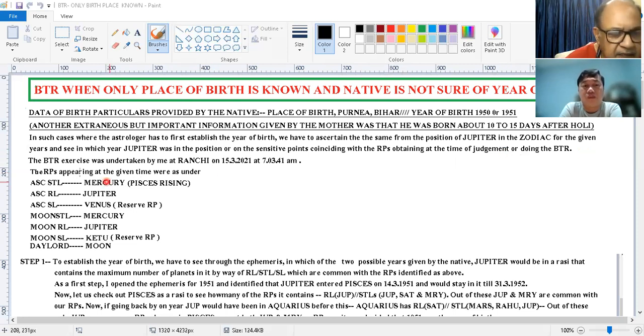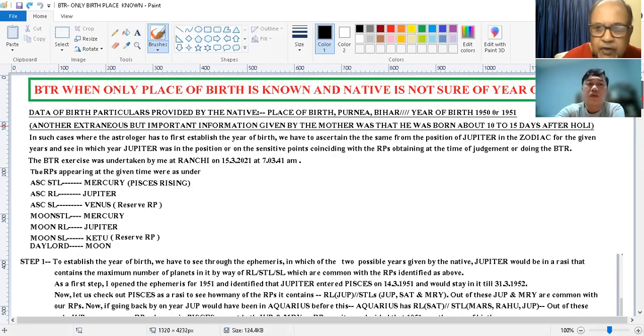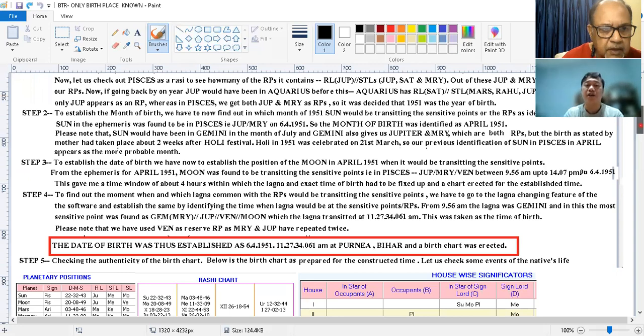The BTR exercise was undertaken by me at Ranchi on 15/3/2021 at 7:03:41 a.m. And here are the ruling planets. You can note down the ruling planets, or you can take a screenshot and keep it. Yes, I have it.